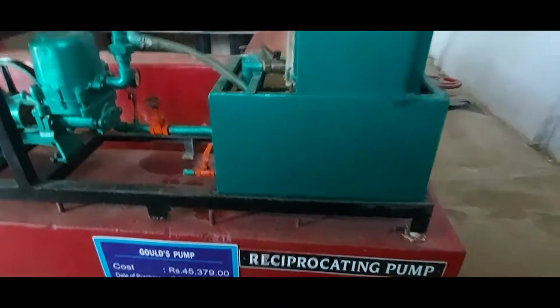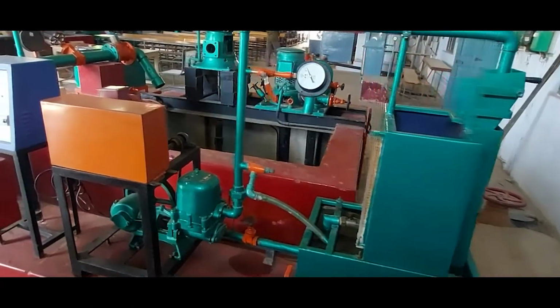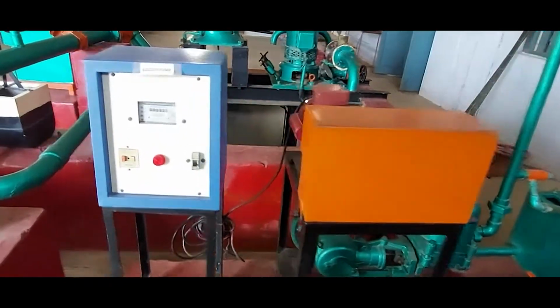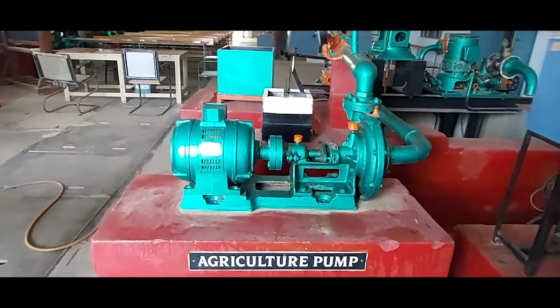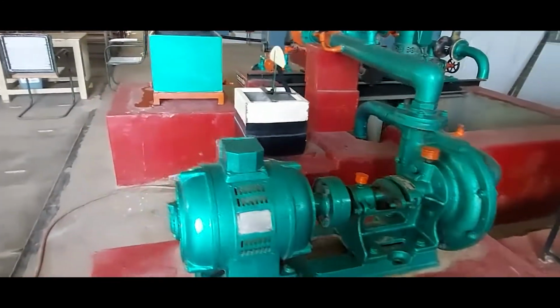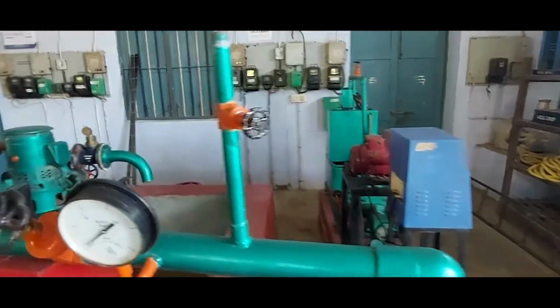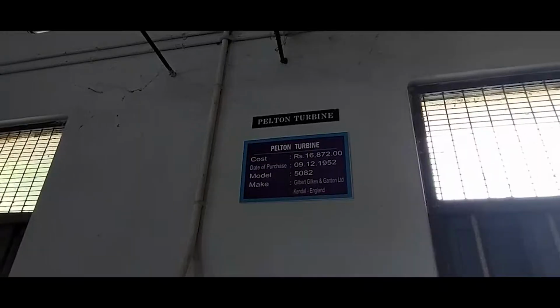Now we can see reciprocating pumps. This is a positive displacement pump that works on the actual displacement principle. Now move on to agriculture pump. This is a centrifugal water pump machine most commonly used for agriculture purposes. From this experiment, efficiency and performance characteristics are determined. This is the experiment setup of the agriculture pump.